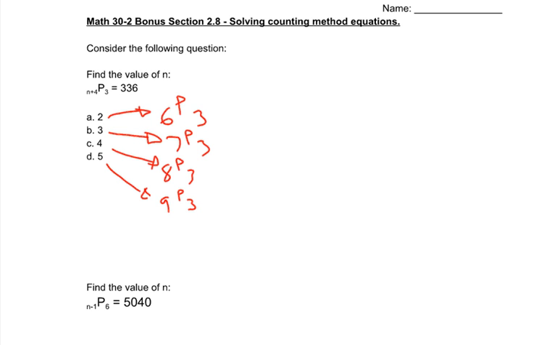So if you check these, you can just check them in order. Which one is the right answer? C, right? 8P3 equals 336. So you're going to select C. That's right, 8P3, 336. Good. So this is just guessing and checking.